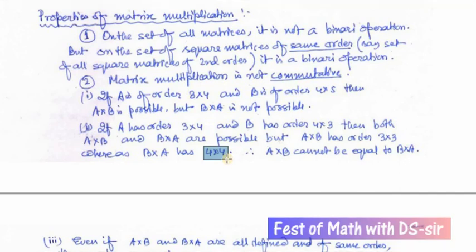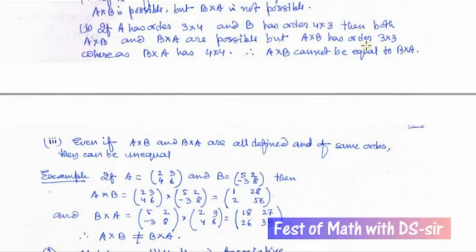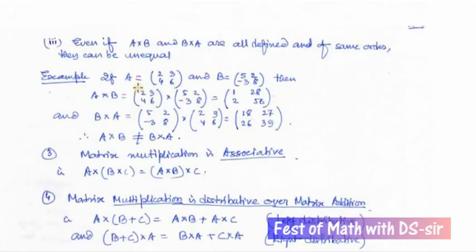So sometimes AB being possible does not imply BA is possible. Sometimes AB and BA are both possible, but they may be of different orders. Sometimes AB and BA are both defined and of the same order. But if you get two matrices A and B such that AB and BA are both defined and have the same order, then also they cannot be equal.